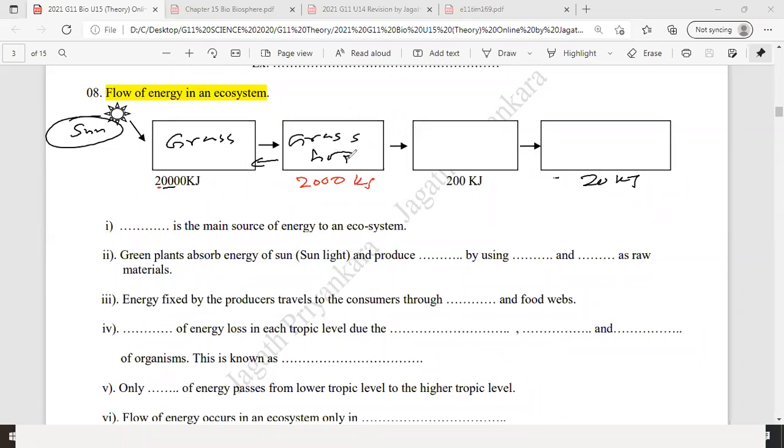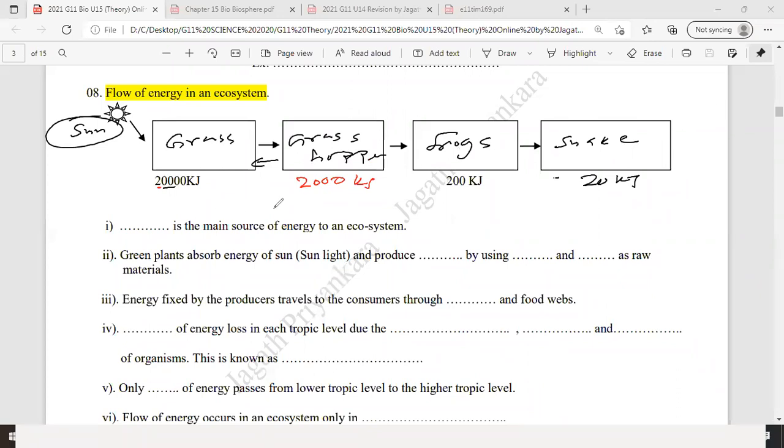Grasshopper. Then grasshoppers are eaten by frogs. Frogs are eaten by, say, eagle. So that's why the number of eagles in an environment is less than frogs. Number of frogs less than grasshopper. Instead of frogs, I'll write snake here. This is better. Right.